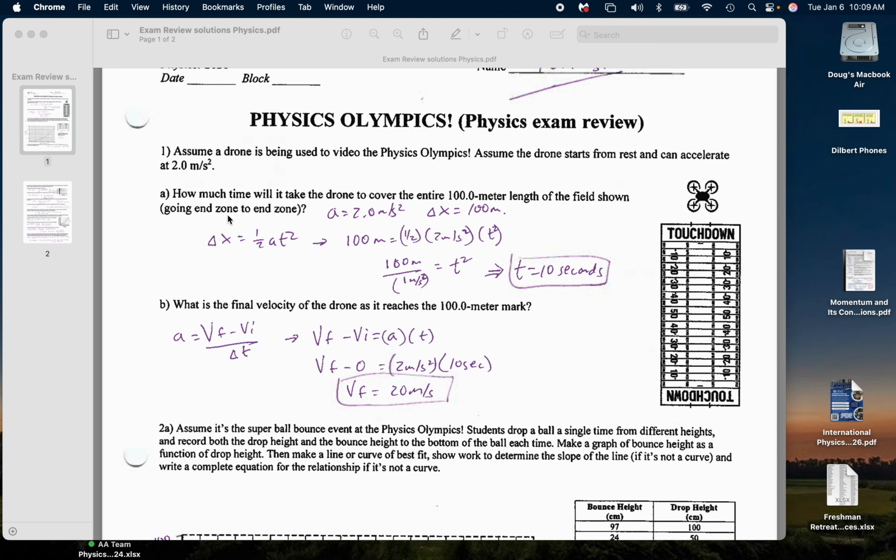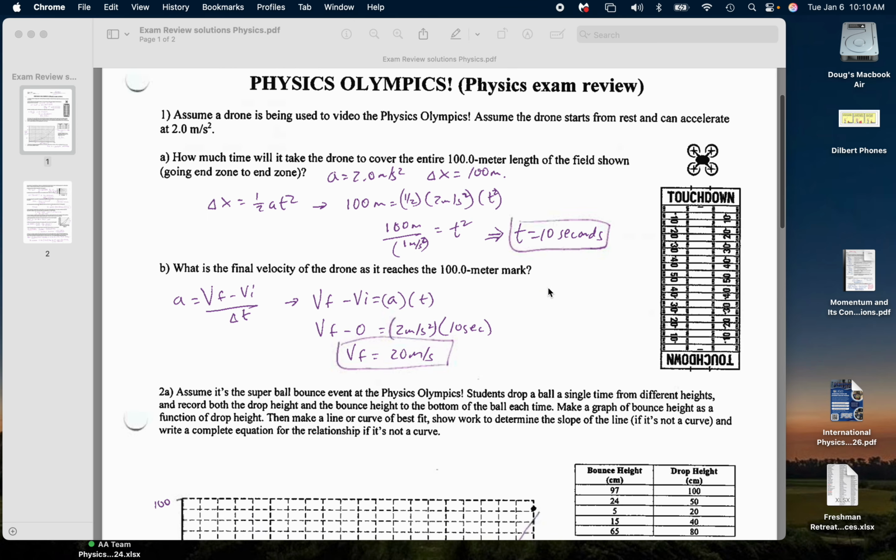in this case, we go back to our linear motion formula. We're going to use the simple one without an initial velocity. So it's something like that. I know the distance, I know the acceleration, I need to find the time, so I've got to rearrange that. 100 meters over 1 meter per second squared equals t squared. So I take the square root of all that, and that comes out to be 10 seconds.